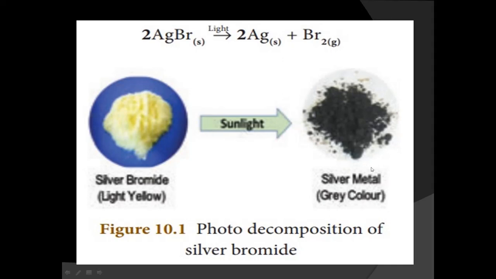Here again you can learn more from this picture. In this plate, silver bromide is taken. Observe the color. What is the color of this? Light yellow. When you keep this in sunlight for some time, it turns grey. So what is happening here? Simple photo decomposition. Silver bromide in the presence of sunlight is decomposing to silver and bromine. Since bromine is a gas, it evolves. What is left over, the solid left over here, is nothing but silver metal.